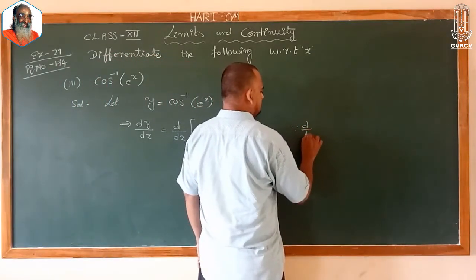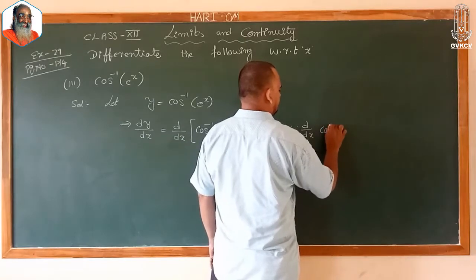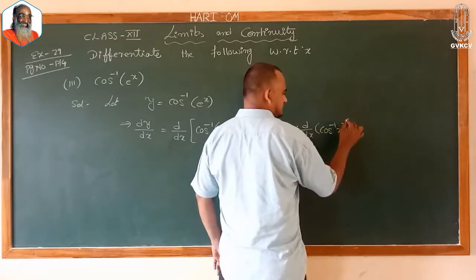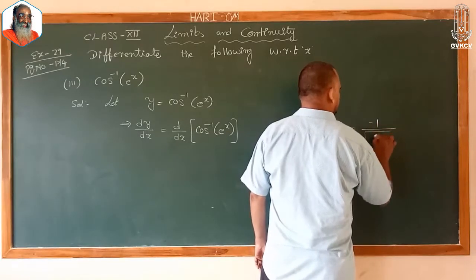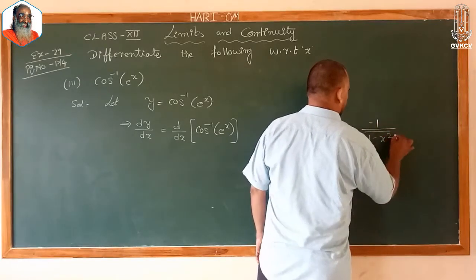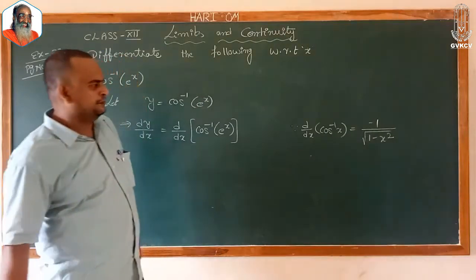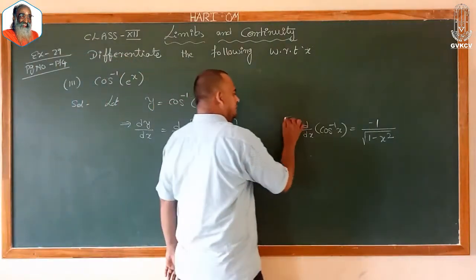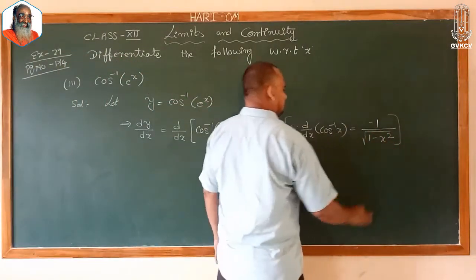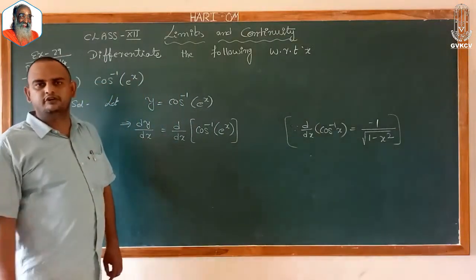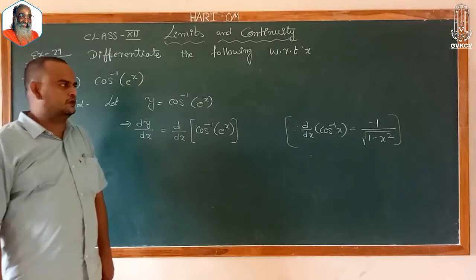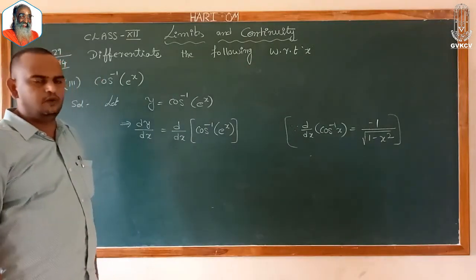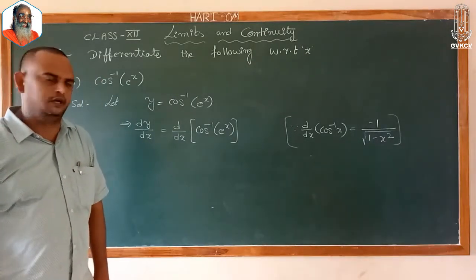What is the derivative of cos inverse of x? d by dx of cos inverse of x is minus 1 by square root of 1 minus x square. That is the derivative of the inverse trigonometric function cos inverse of x.